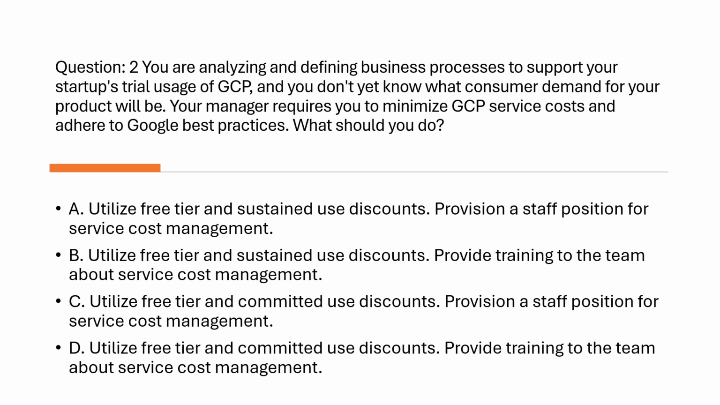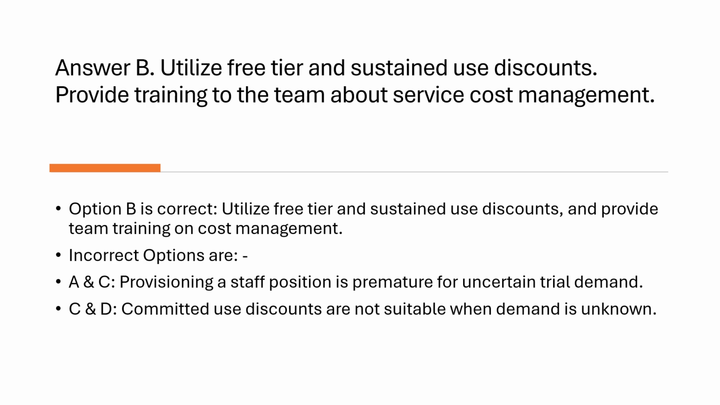B. Utilize free tier and sustained use discounts. Provide training to the team about service cost management. C. Utilize free tier and committed use discounts. Provision a staff position for service cost management. D. Utilize free tier and committed use discounts. Provide training to the team about service cost management. The correct answer is B. Utilize free tier and sustained use discounts. Provide training to the team about service cost management.